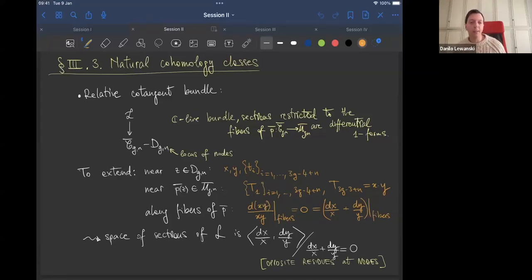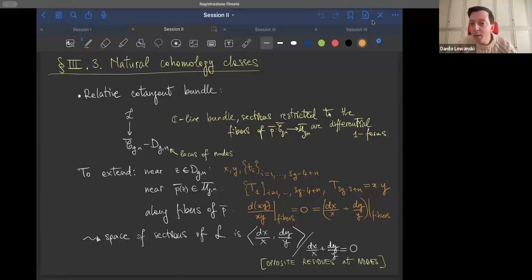So let us speak about which natural cohomology classes we have on the moduli space of curves. So which bundle are we interested in taking? We are interested in taking this relative cotangent bundle.